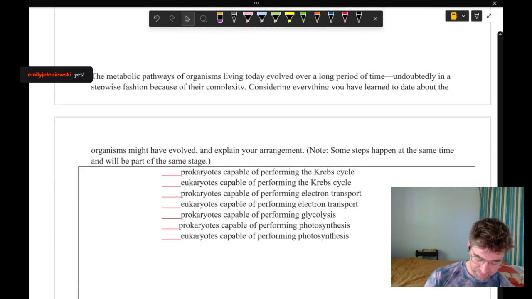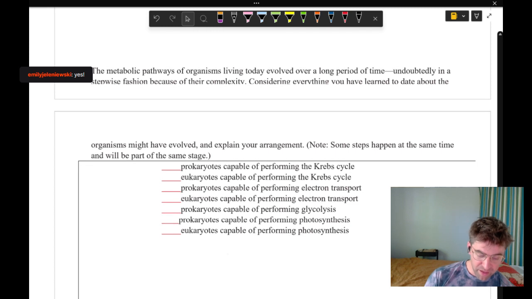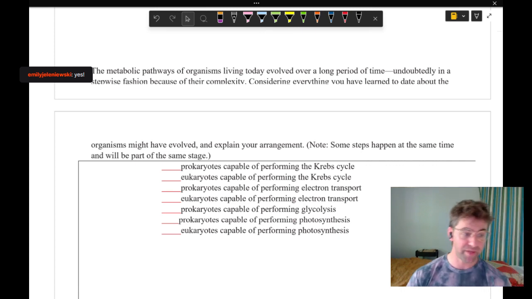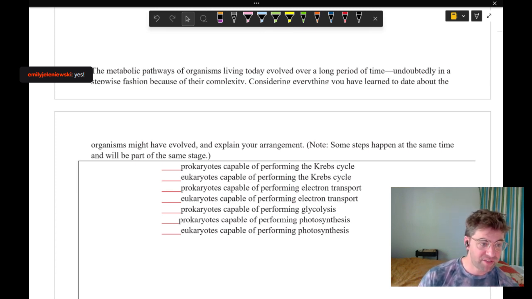All right. The metabolic pathways of organisms living today evolved over a long period of time, undoubtedly in a stepwise fashion because of their complexity. Considering everything you have learned to date about the evolution of life on Earth, put numbers 1 through 5 in the following blanks to indicate the order in which these organisms might have evolved and explain your arrangement. Note that some steps happen at the same time and will be part of the same stage.